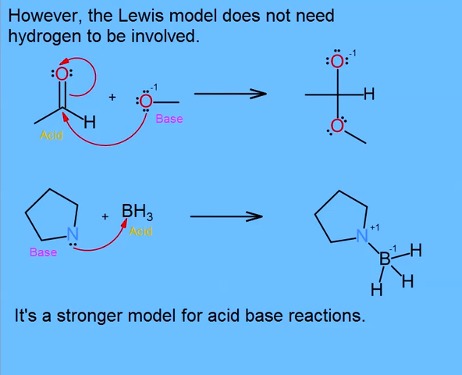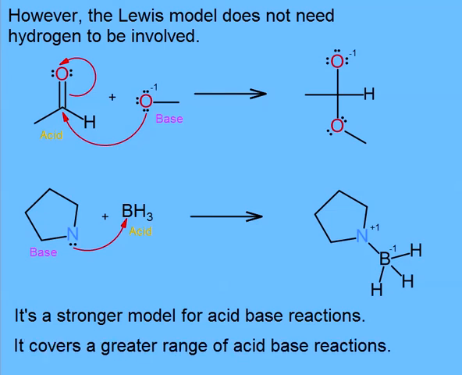So we can say that the Lewis model describes more acid-base reactions because it's a stronger definition for an acid and base and covers a much greater range of reactions. Any reaction which can be described as a Lewis acid-base reaction could be described as a Bronsted-Lowry acid-base reaction as well, but not all the time. There are some acid-base reactions which can only be described as a Lewis acid-base reaction because there isn't a transfer of a proton. That's the basis for the Bronsted-Lowry theory, that proton transfer between the acid and the base.